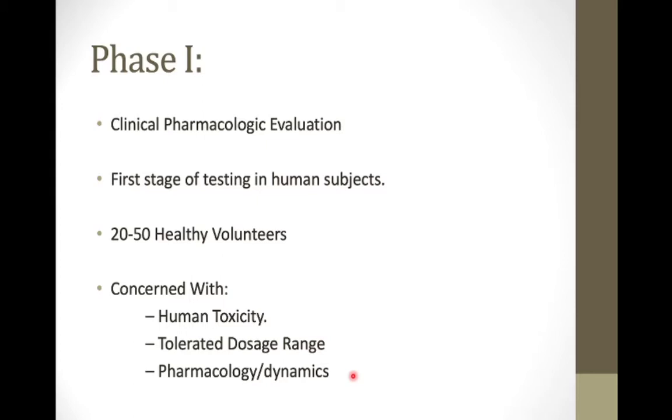Phase 1, this is the clinical pharmacological evaluation. This is the first stage of testing in human subjects, and normally they recruit around 20 to 50 healthy volunteers. In this part of the phase, they'll be looking at things like human toxicity, tolerated dose range, pharmacology, and dynamics.